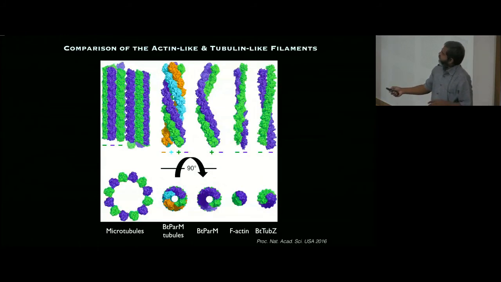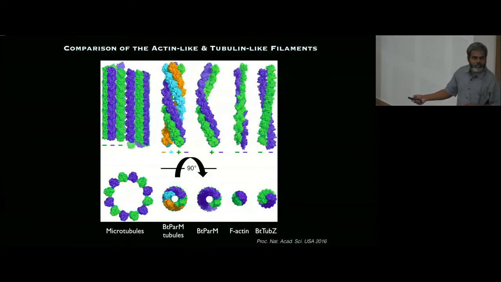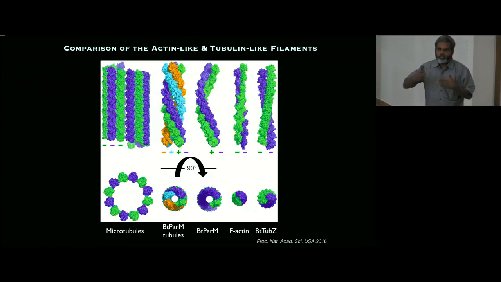So this is a summary slide where you can see this. These are the microtubules, which are like 25 nanometer tubes. But this is a tubule formed by this actin-like protein that I showed you now. So the tube is not very high, but what it suggests is that the bacterial homologs have tried out tubes during the course of evolution. The tubes were made by these bacterial proteins.